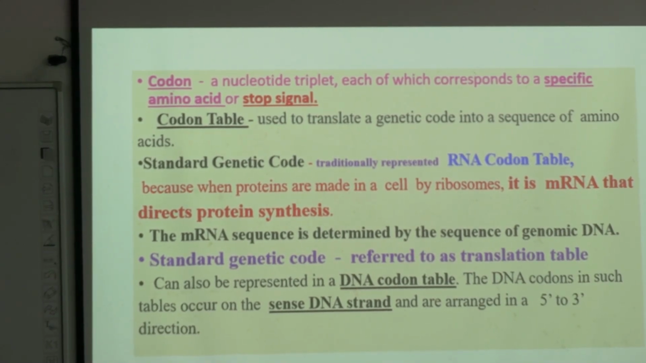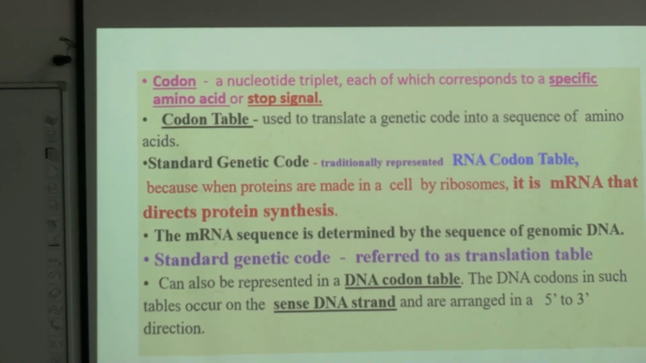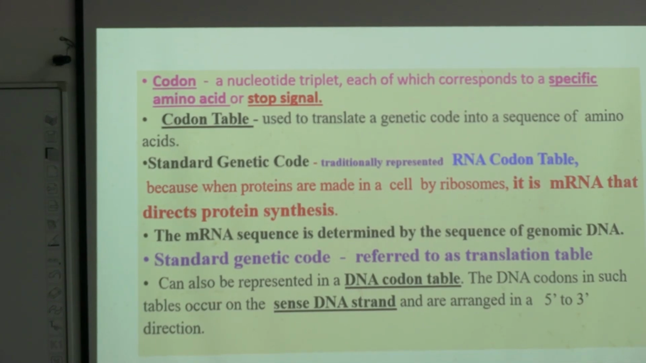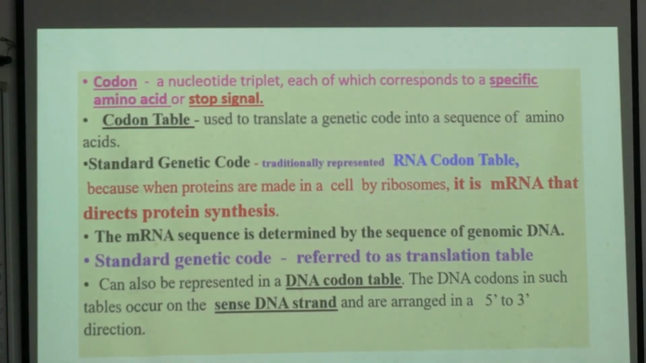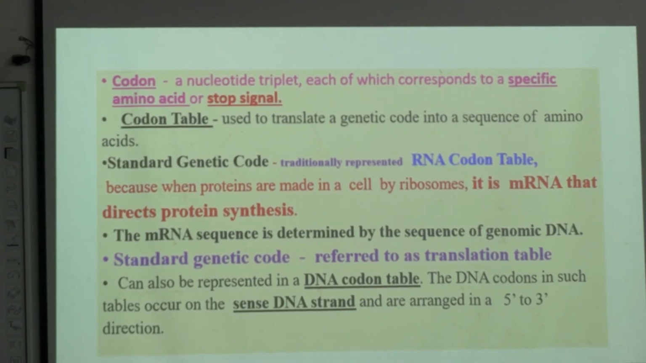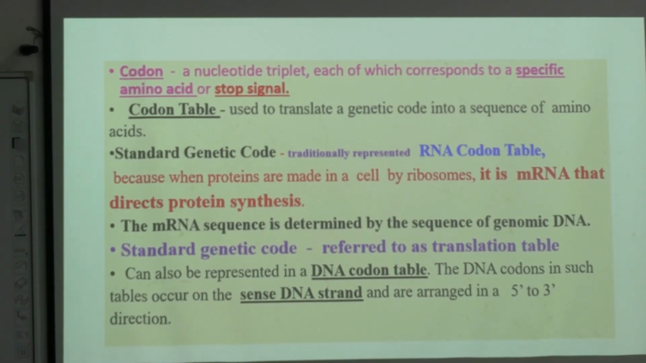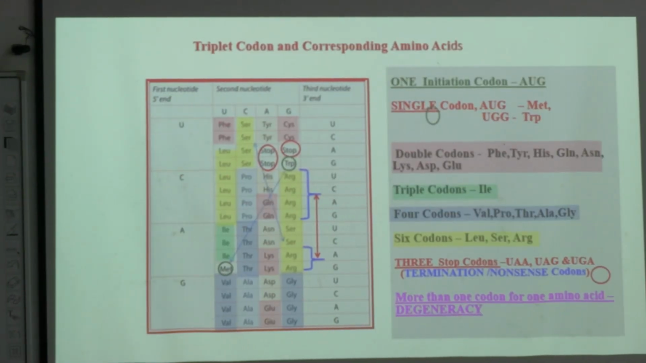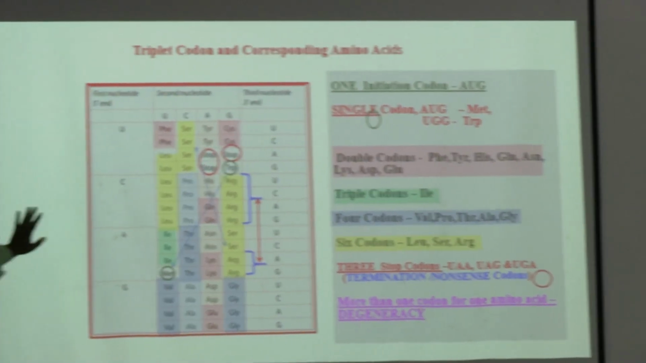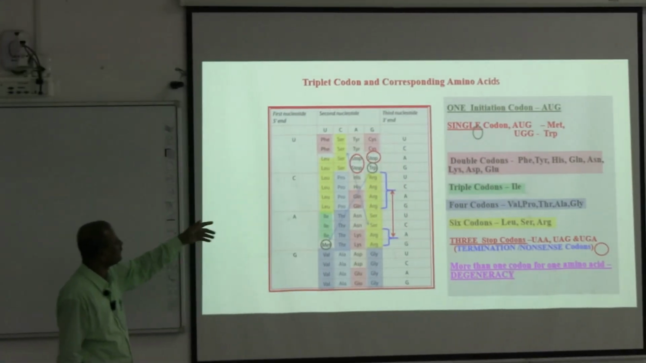And the standard genetic code, I am telling you, is as per the RNA codon table. It is the mRNA which directs protein synthesis. So, translation is made as per the standard genetic code, the translation table. There is a DNA codon table, but the DNA codon table is not followed. Now you look at this structure. You will get this in the book everywhere. Only some part I have written deliberately to indicate to you.